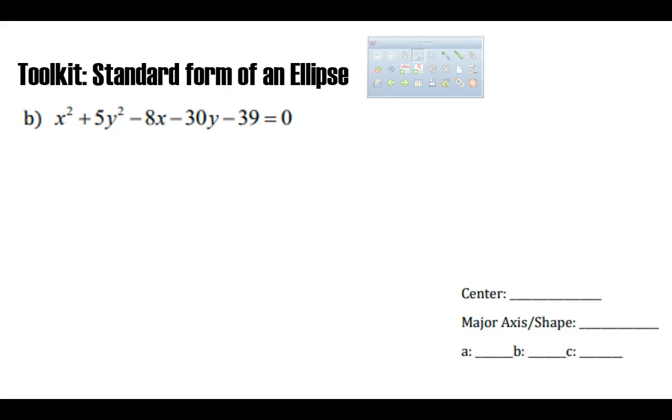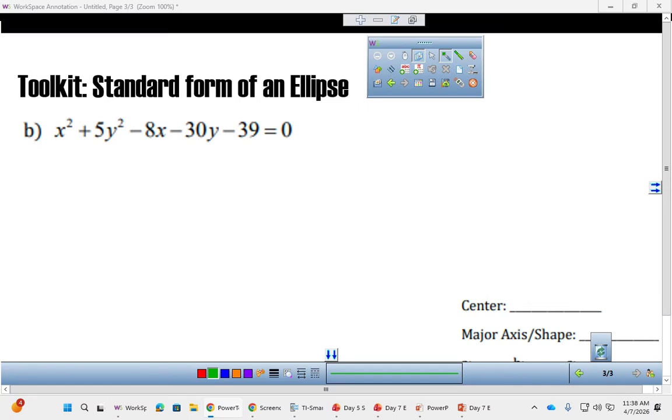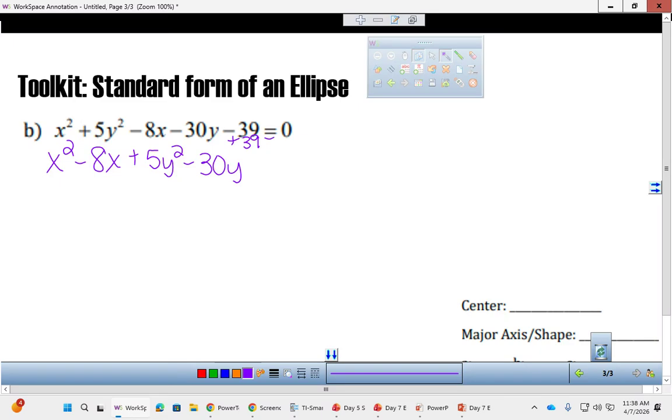So an ellipse looks differently than a circle does in terms of its standard form. All right, so first thing I'm going to do is put my x's together. You don't have to do this step if you don't want to, but because it's new notes, I'm doing it. So I'm putting my x's together, I'm putting my y's together, and I'm going to add that 39 to the other side, since it doesn't have an x or a y with it.